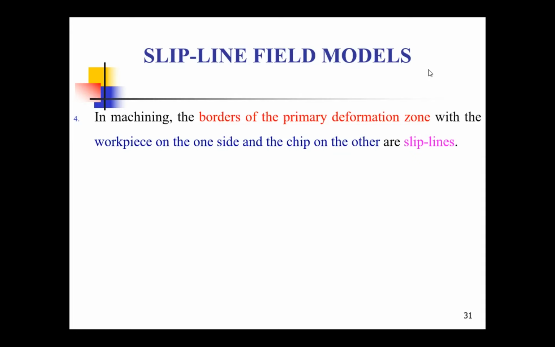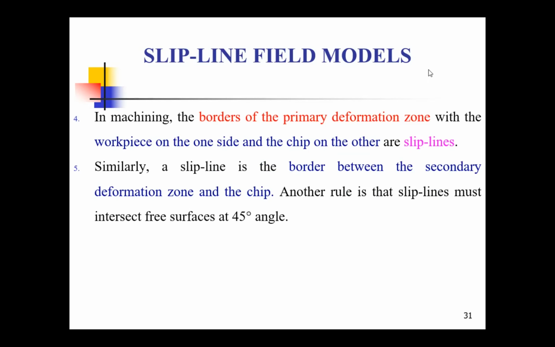There are two deformation zones in metal cutting. One is primary and the other is secondary. The material that deforms initially is known as the primary zone. The material that deforms plastically in contact with the cutting tool is the secondary deformation zone. These borders of the primary deformation zone, with the workpiece on one side and the chip on the other side, are known as slip lines. So all these definitions are one and the same.